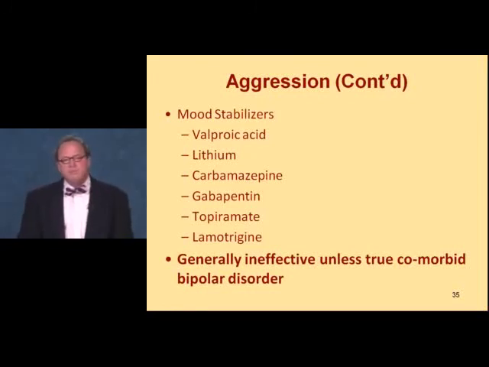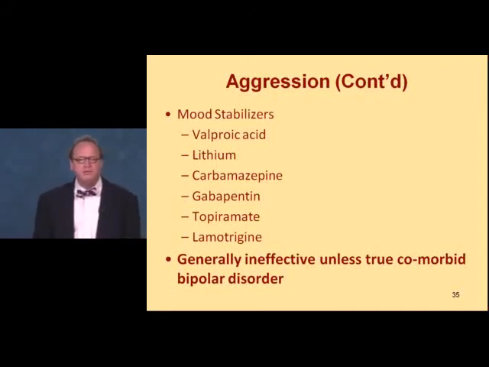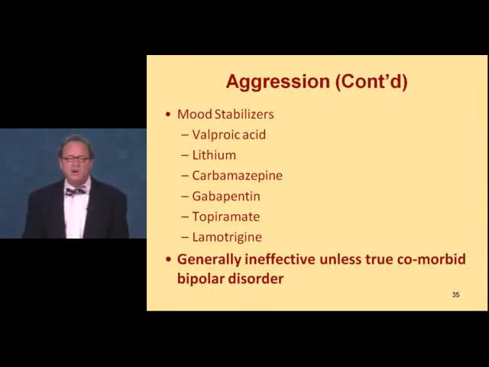You've heard of mood stabilizers like valproic acid or Depakote, lithium, carbamazepine or Tegretol, gabapentin or Neurontin, topiramate or Topamax, lamotrigine or Lamictal. Many of these are also anticonvulsants. These drugs typically do not treat aggression in ASD unless there's a true identifiable bipolar disorder. So I wouldn't encourage you to use these very commonly for treatment of aggression and irritability in ASD.